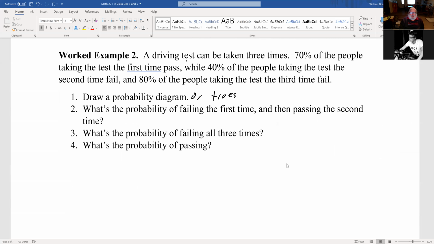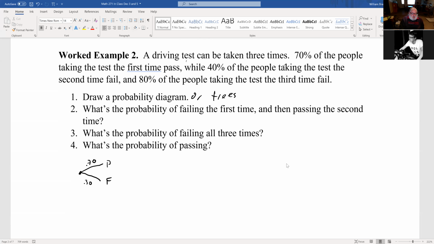So a driving test can be taken 3 times. What does the tree look like for this? Every time you take the test, you can either pass or you can fail. So here's the start, the root of the tree. The first time you take the test, you can pass it or fail. 70% pass, which means 30% fail.